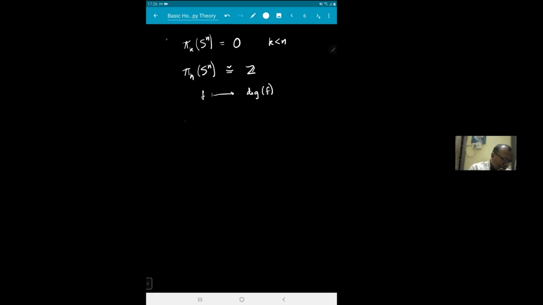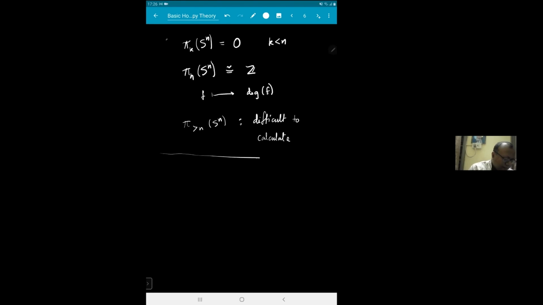Actually, if you go greater than n, then this becomes very difficult to calculate. Not that nothing is known, but very little is known. There are some systematic ways of doing it, but not much is known in this sense.